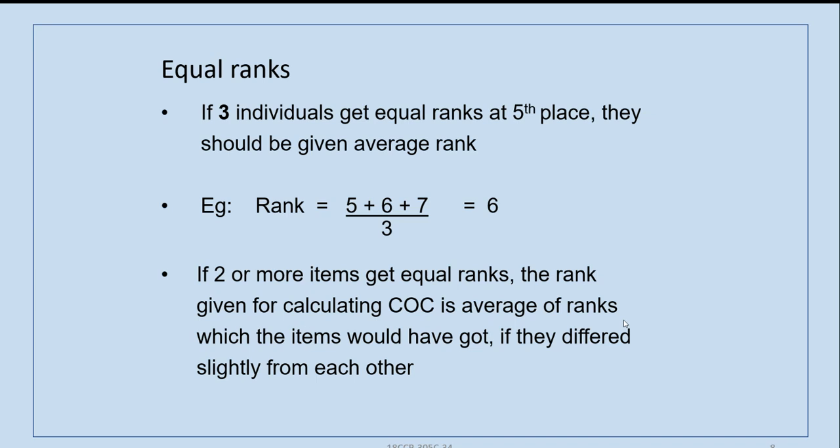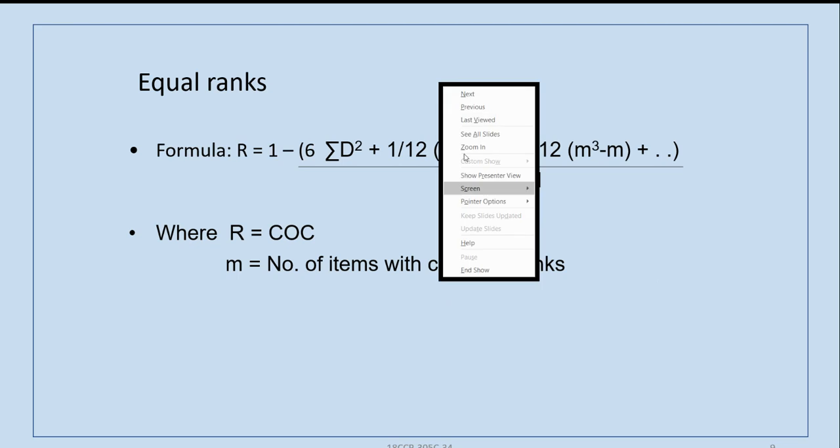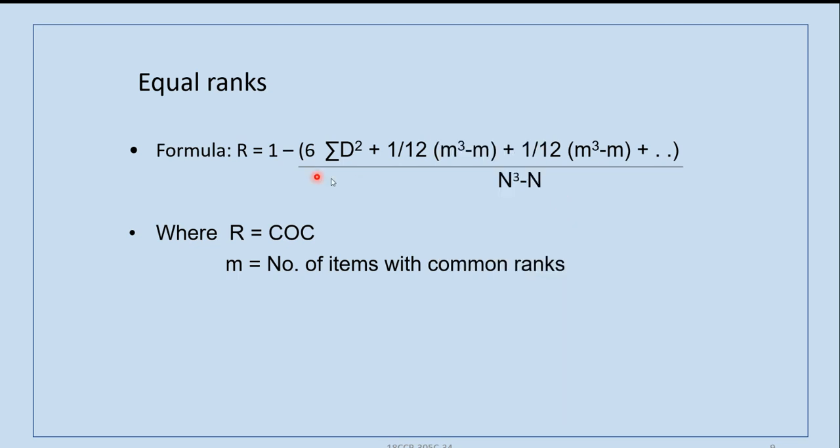So when equal ranks are there, we have to use this formula. The formula is R = 1 - 6 sigma d square, and we have n cube minus n. Up to this, we have the same formula. But when ranks are repeated, we have to add 1 by 12 into m cube minus m, where m is the number of times the rank is repeated.